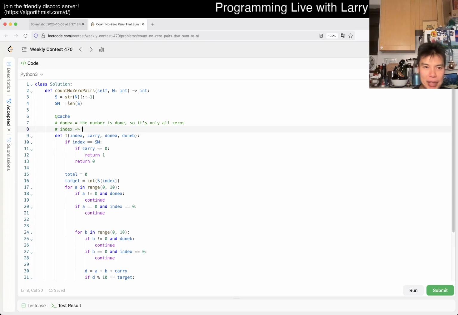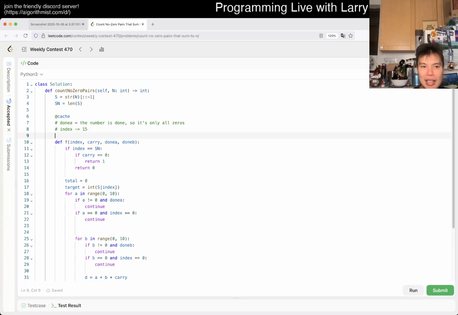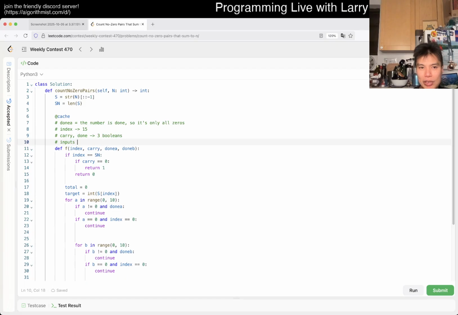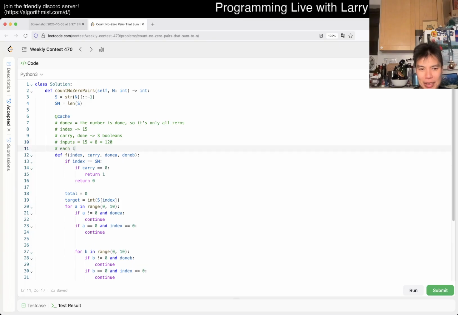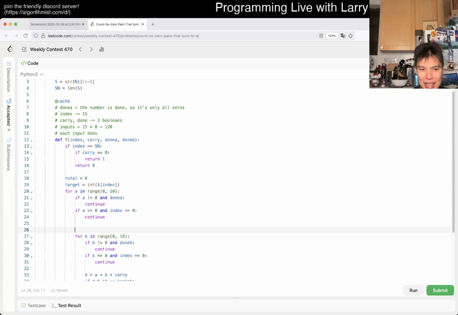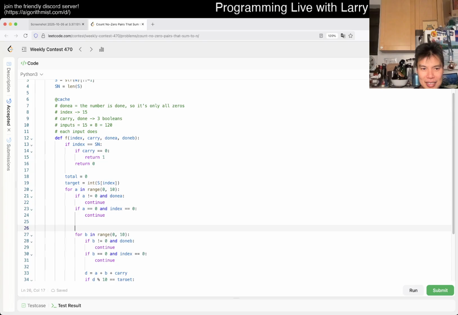The most significant bit one, because index goes from 15, carry is Boolean, done is Boolean, the other done is Boolean, right? So you have 3 Booleans, and so now inputs is equal to 15 times 2 to the 3, which is 8, right? So that's not that much at all. Or whatever it is. That's not right. It's not 150. I'm bad at math. What is that? 120? Yeah. And then each input does 10 times 10, and that's it, right? So pretty simple, pretty fast.